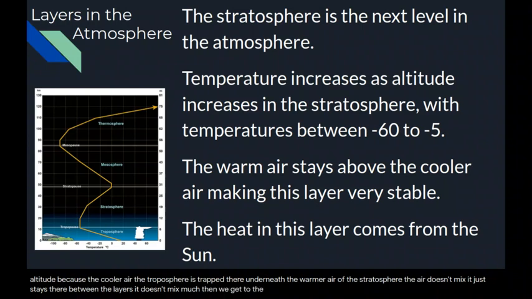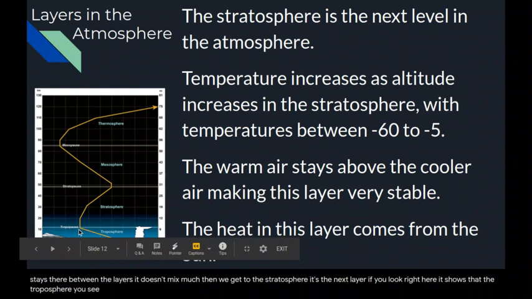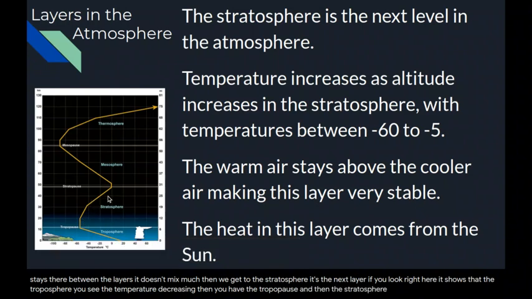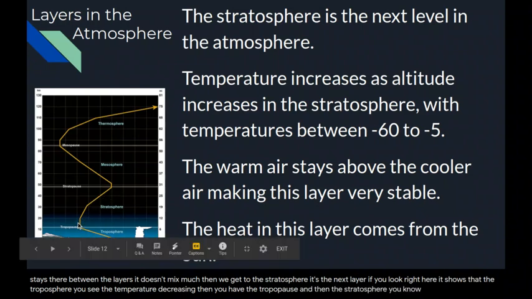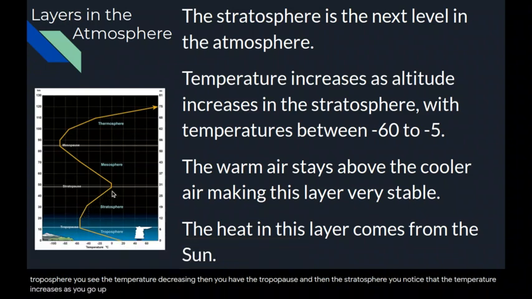Then we get to the stratosphere. It's the next layer. If you look right here, it shows that in the troposphere, you see the temperature decreasing. Then you have the tropopause, and then the stratosphere. You notice that the temperature increases as you go up in the stratosphere. So it can go from a whole negative 60 degrees to negative 5 degrees.